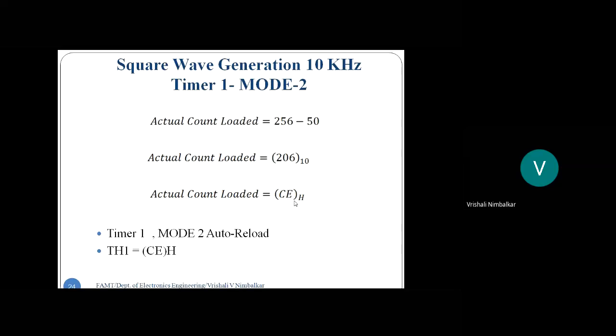So it's only that 8-bit count which we need to load, and we will be loading it in the higher register. Keep in mind, students, right? Internally, when we start that timer counting operation, that higher register count gets loaded in the lower register on its own automatically, right? And when that lower register count overflows, the reloading happens, that CE gets loaded again in the TL1 register.